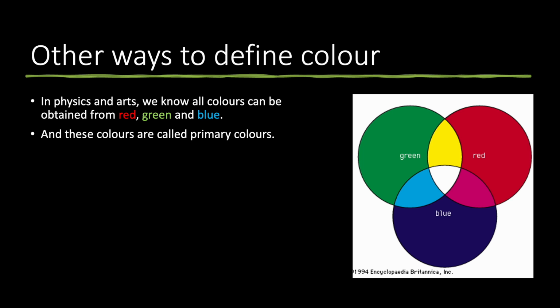There are also other ways to define color. Previously, we defined color by pixel. However, in physics and art, we also know that all colors can be obtained from red, green, and blue. And all these colors are called primary colors. Say, for example, if we mix red and green, we can get this yellow color, and if we mix red and blue, we can get purple.